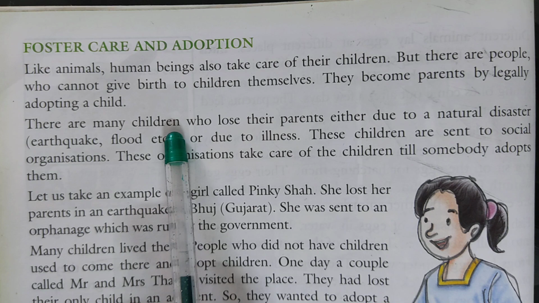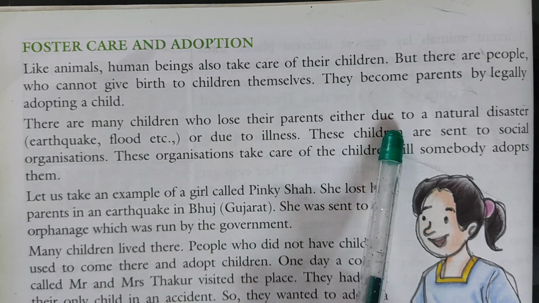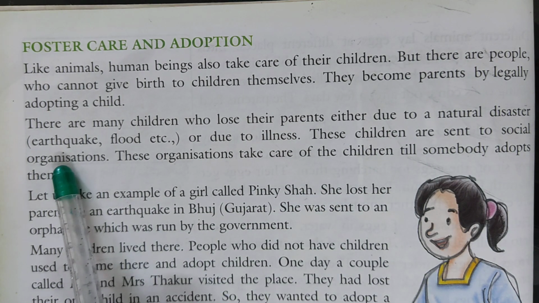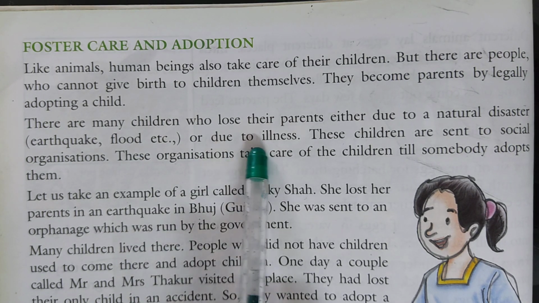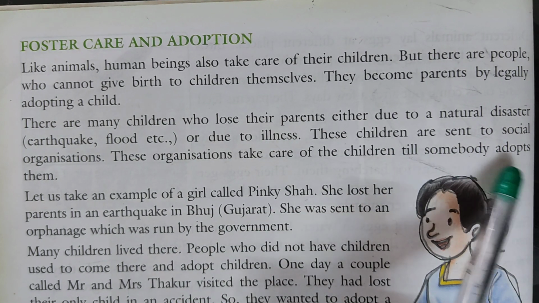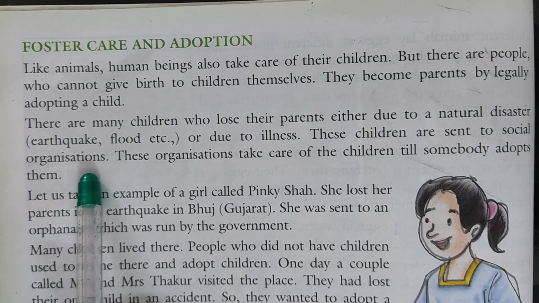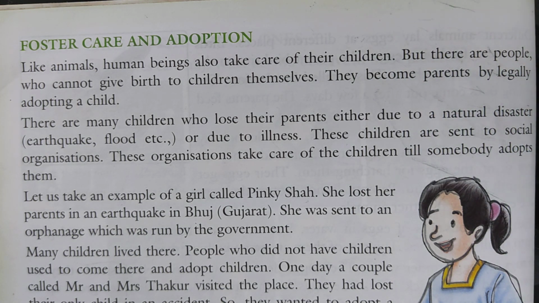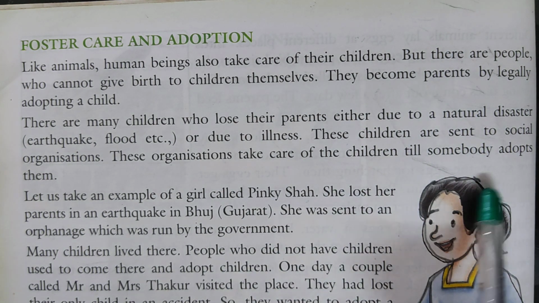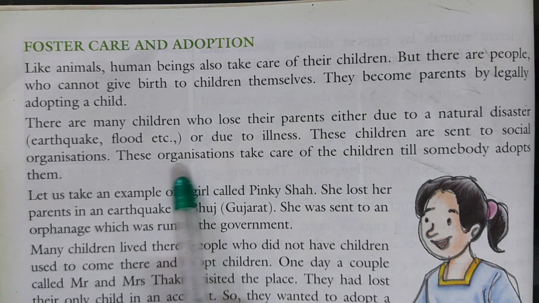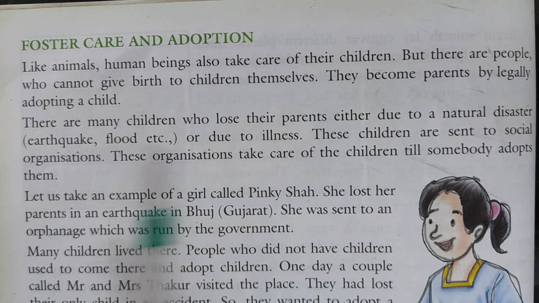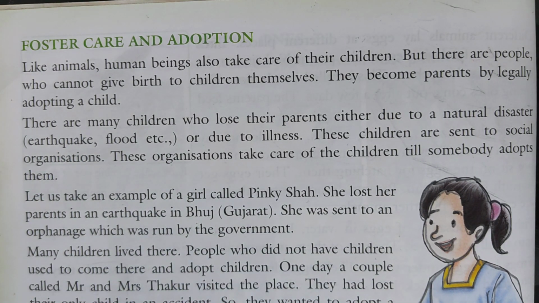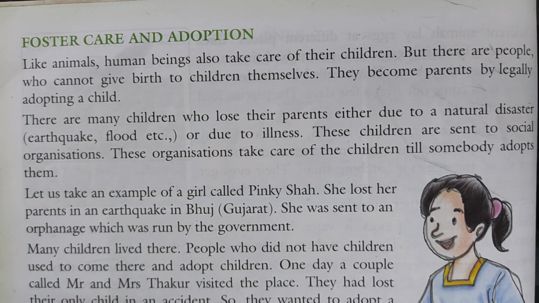There are many children who lost their parents either due to a natural disaster like earthquake, flood, etc., or due to illness. These children are sent to a social organization. So those children whose parents are gone because of a natural disaster or illness become what? Orphans. So they are sent to a social organization. These organizations take care of the children till somebody adopts them. Adopts means somebody takes them with themselves.